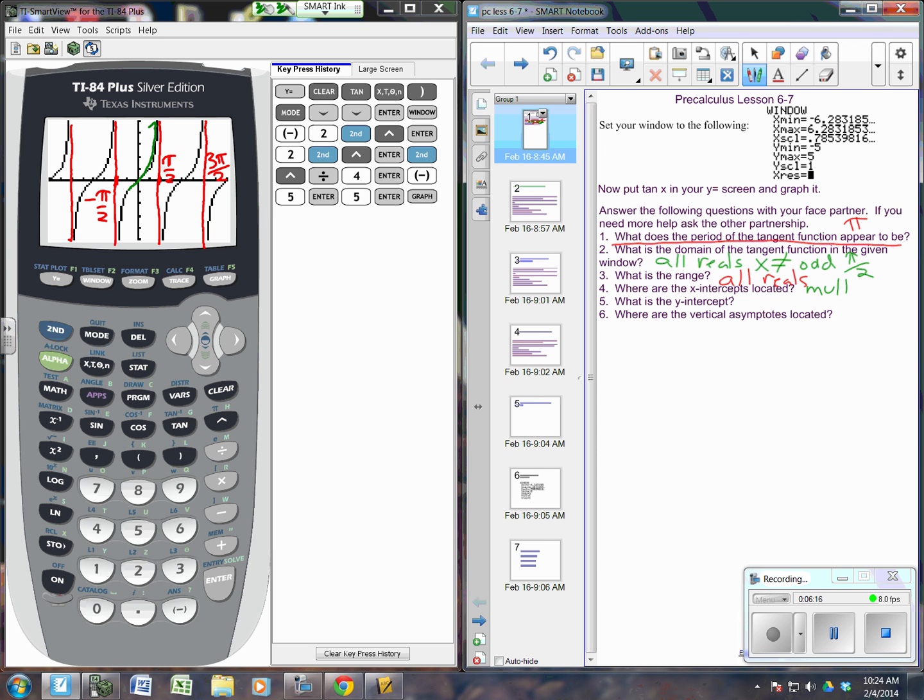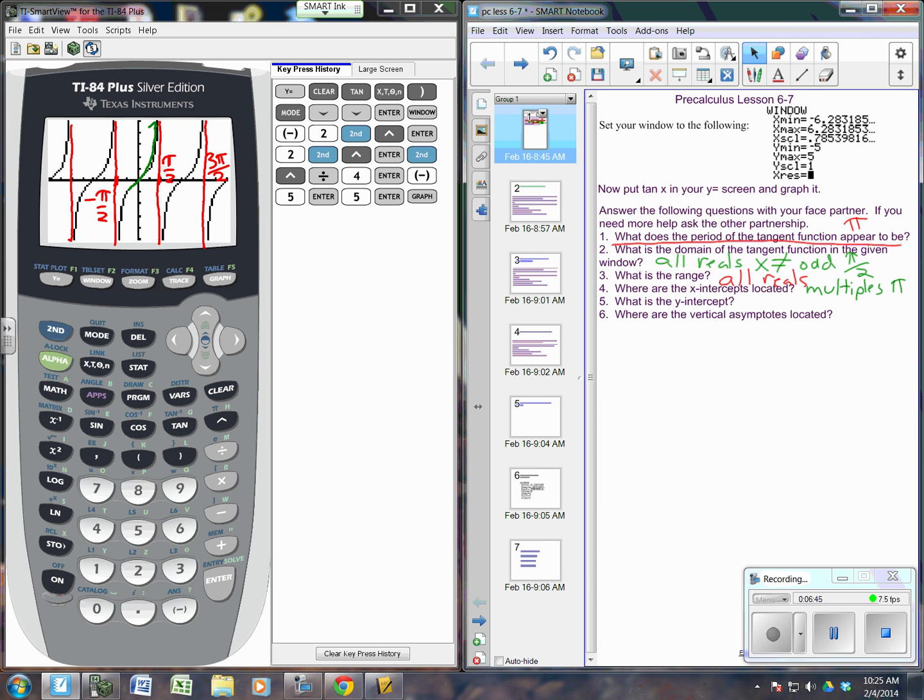Yep, you can put pi k. Multiples of pi, or you can put pi times k, where k is an integer. That would include all the integers. Pi times k would include 0, -1, -2, -3, and +1, +2, +3, and so forth. Okay? All right, next. What is the y-intercept? Where does it cross the y-axis? 0. Okay? So 0.